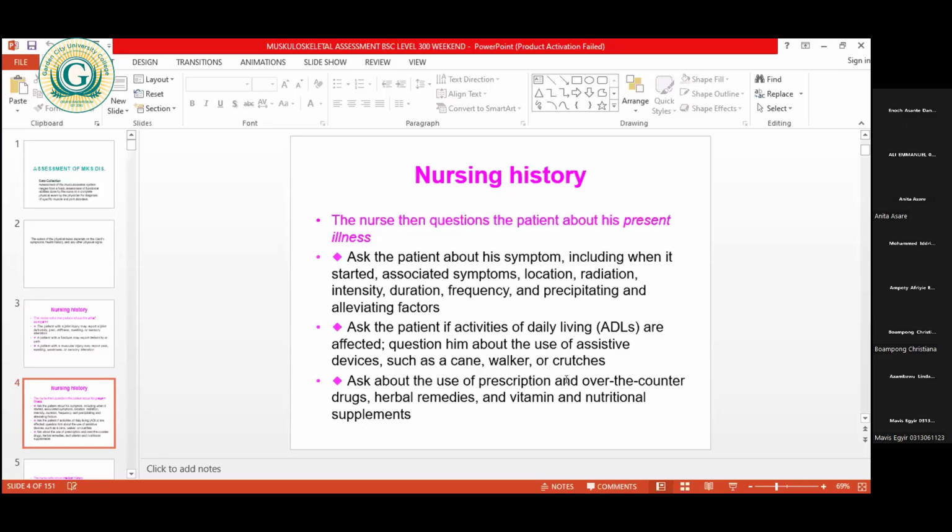So the history continues. Here you are going to ask about his present illness. So you ask the patient about his symptoms, including when it started, associated symptoms, where is the patient's pain located?